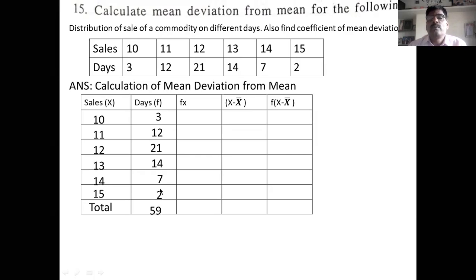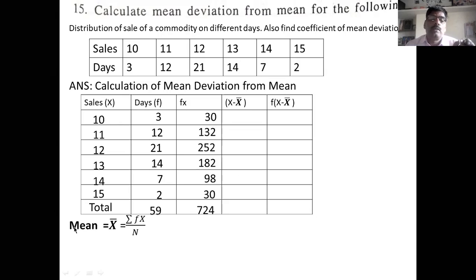In this case, you have to prepare the next column, that is Fx. Fx means X into F. Multiply the first column and second column. 10 into 3, 30. 11 into 12, 132. 12 into 21, 13 into 14, 14 into 7, 15 into 2. Like this, you calculate the fx column. Fx column total. This is enough for calculating the mean.